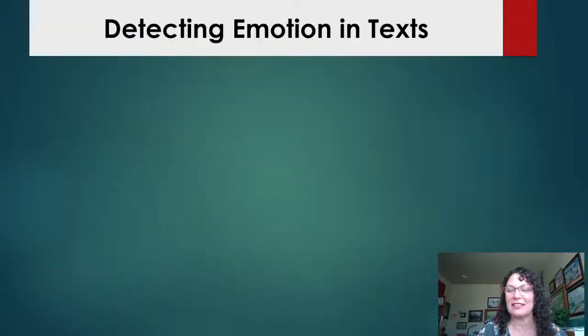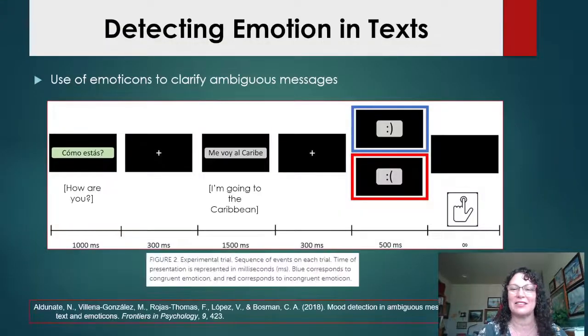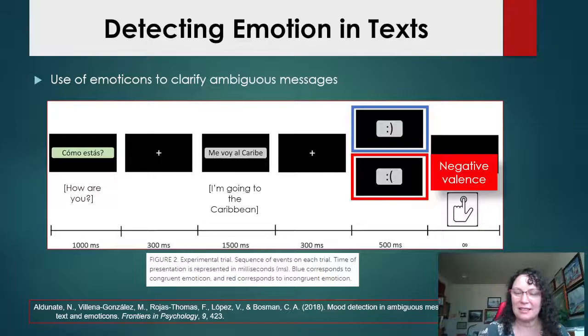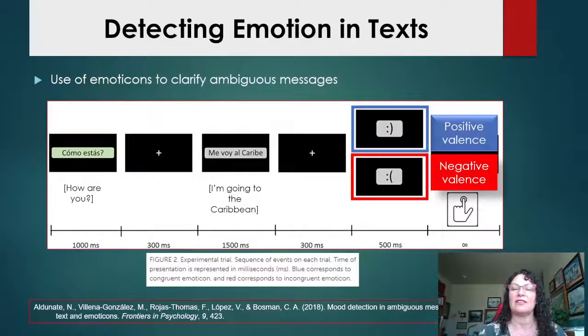And you know what? If we were in class, I would have just done the exact same thing. So here we are. There's the negative valence. Oh, I went the wrong way. There we go. And there's positive valence. Okay, that makes more sense. So half the participants saw, how are you? I'm going to the Caribbean, smiley face. And half of the participants saw, how are you? I'm going to the Caribbean, frowny face.